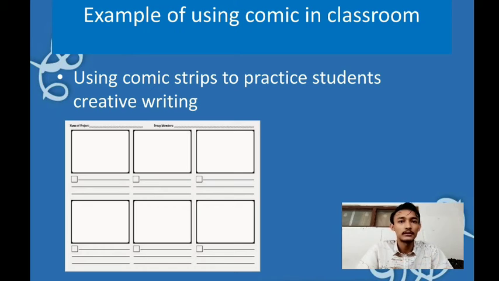When students create a comic strip, they are also honing their reading and writing skills in addition to tapping into their creativity. The act of creating comics allows students to learn in a pleasurable way.